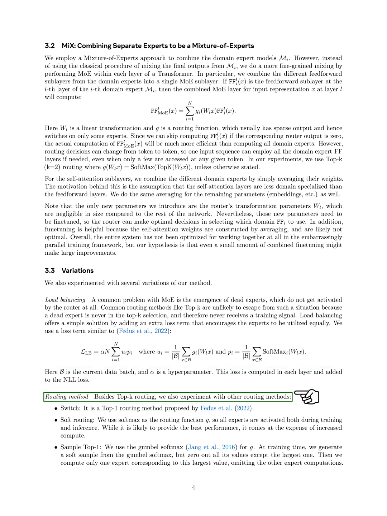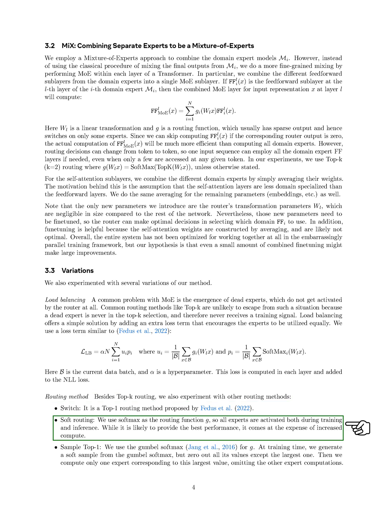In terms of routing methods, apart from top K routing, we also tested other approaches. These include switch, a top 1 routing method, and soft routing, where all experts are activated using softmax during both training and inference. Additionally, we experimented with sample top 1 routing, which involves using the Gumbel softmax for routing.